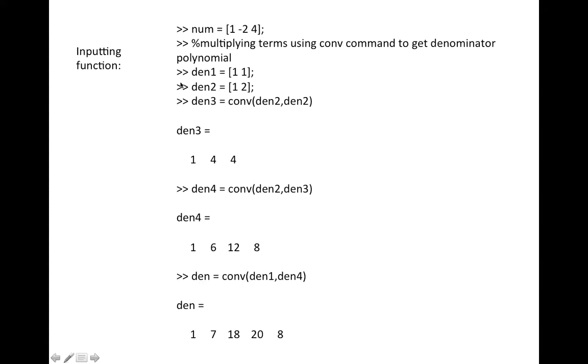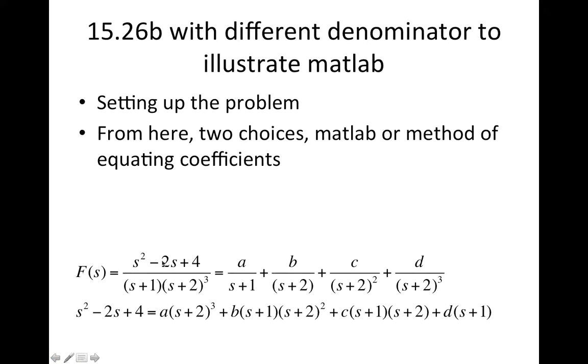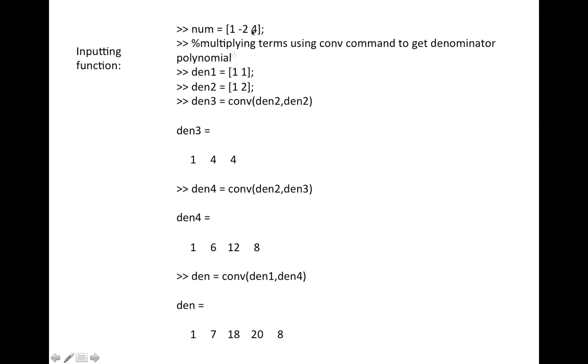So the first thing I need to do is input my function. Let's go back and look at that function again. I have s squared minus 2s plus 4 in the numerator. Then in the denominator I have s plus 1 and s plus 2 cubed. So the first step is to input the numerator, and I input the coefficients in decreasing order. So this would be s squared minus 2s plus 4.